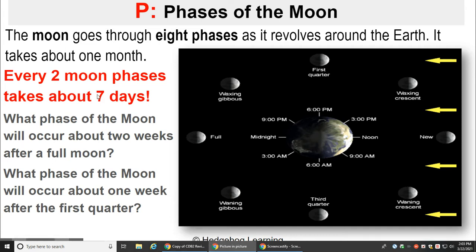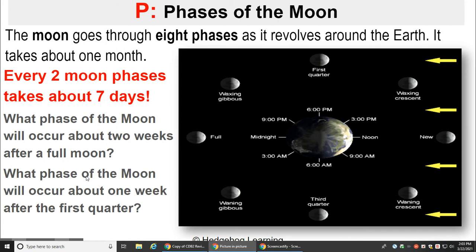Every moon phase takes about 7 days. So if we go from a new moon phase and we want to count 1, 2 phases, it takes 7 days to go from a new moon to a first quarter. If we're at a first quarter and we count 2 moon phases, 1, 2, that takes 7 days to go from a first quarter to a full moon.